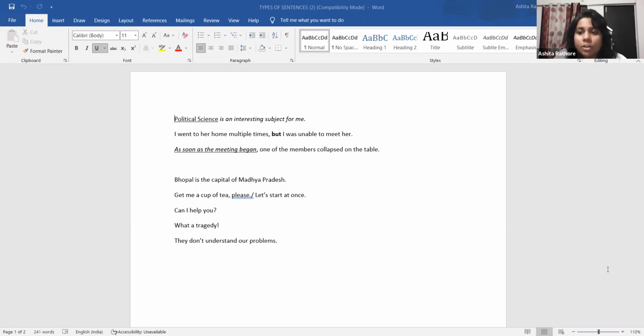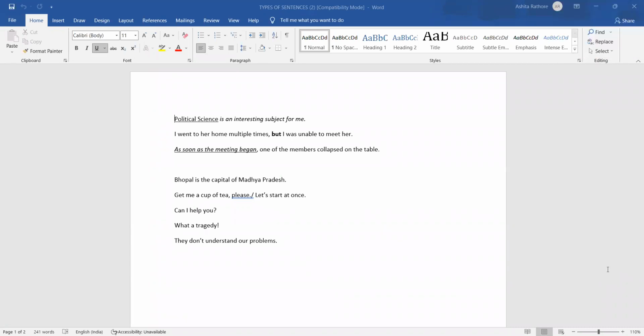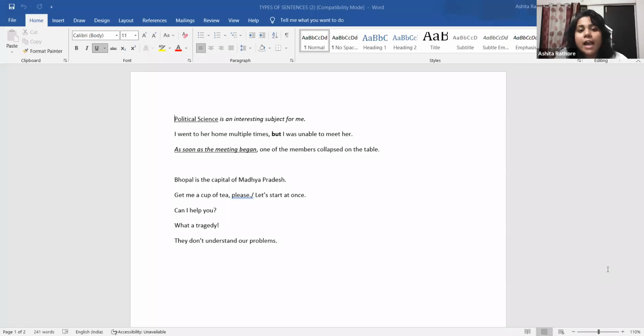For example, here, I went to her home multiple times, and I'm repeating clauses for the third time. So everybody please pay attention. I went to her home multiple times and I was unable to meet her. Can we say that you could use both of these sentences independently?